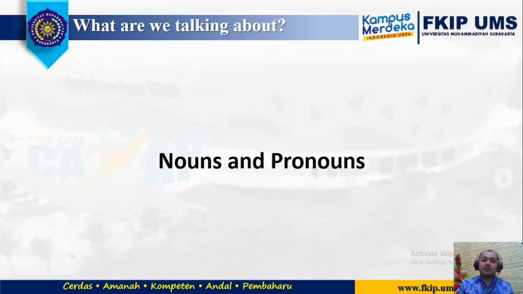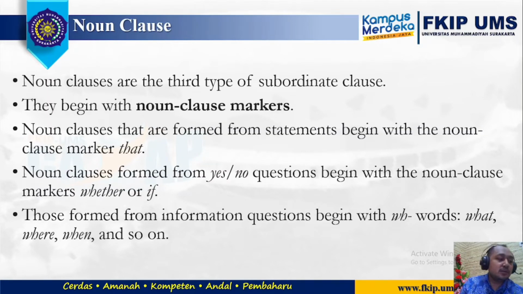Okay, let's go forward. When we are talking about noun clauses, of course, they are the third type of subordinate clause, right? And they begin with noun clause markers. Noun clauses formed from a statement begin with the noun clause marker that. Noun clauses formed from a yes or no question begin with the noun clause marker whether or if. And the information question usually begins with WH words like what, where, when, and so on. That's what we call the information in the noun clause.